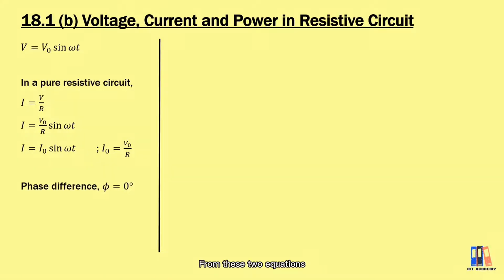So from these two equations, we can see that both V and I are in phase. In another word, their phase difference is equal to 0 degree. So both V and I are in phase, which means they change their value together at the same pace. If the voltage increases, the current is also increased and vice versa.